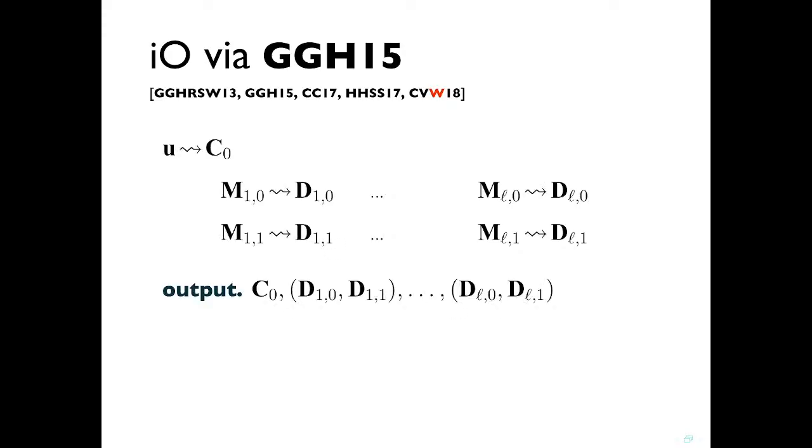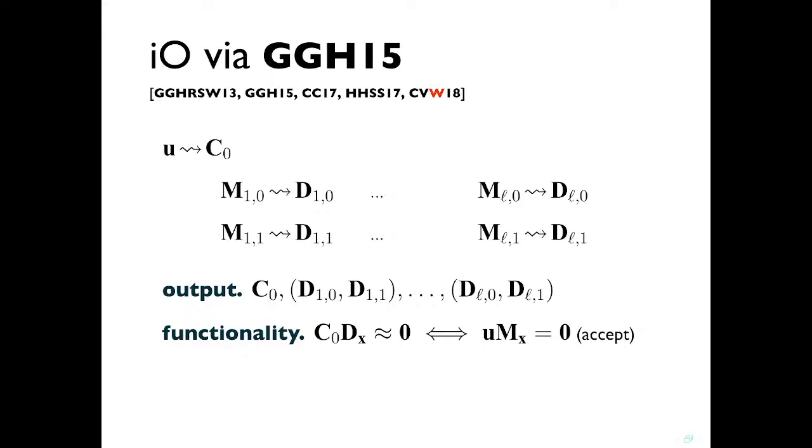For the vector U, we're going to encode it as a matrix C0, and each of the matrices, we're going to encode into a matrix D. The output of the obfuscated program is going to be C0 together with the encoded matrices D_{i,b}. To evaluate the program, we're going to take a subset product of the D matrices, multiply by the C0 matrix, and check whether it's small.